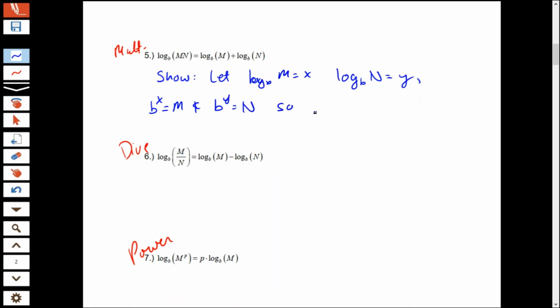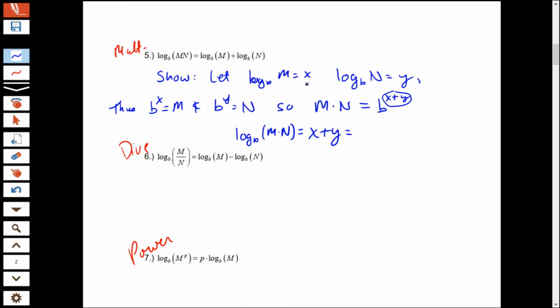So m times n is equal to b to the x times b to the y, or b to the x plus y. And that's by the multiplication property of exponents. All right? So when we ask, what is log base b of m times n, we would say, well, b to the what power equals m times n, and we know that b to the what power is x plus y.